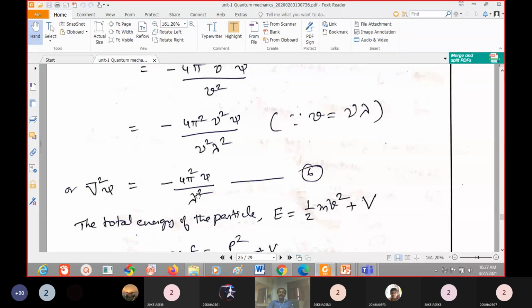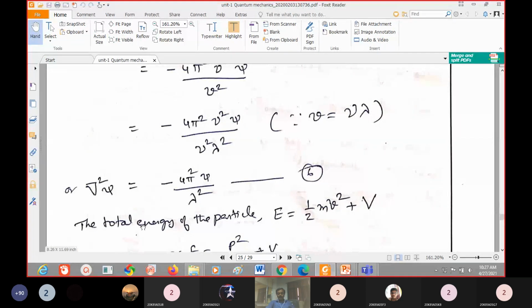Okay, but instead of lambda, we have to write this equation in terms of energy. That's why instead of lambda, we have to substitute the energy. There is a relation between lambda and energy, so we have to solve that.